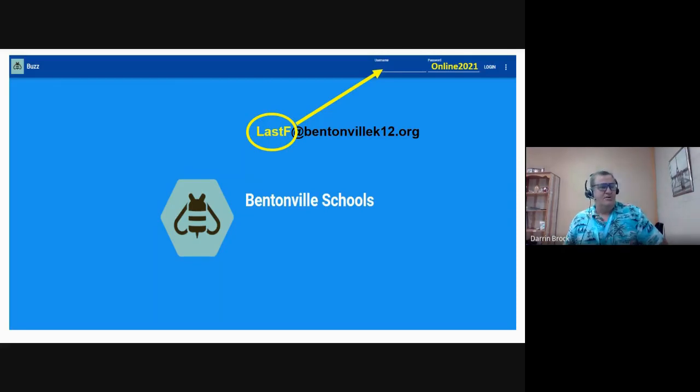So once you get into Buzz, again with the username, everything before the at, and the password online 2021, that's a capital O and no spaces. Let me show you what you should be seeing. Let me switch to a different screen here, and I will show you what you'll see when you get to Buzz if you haven't already been there.